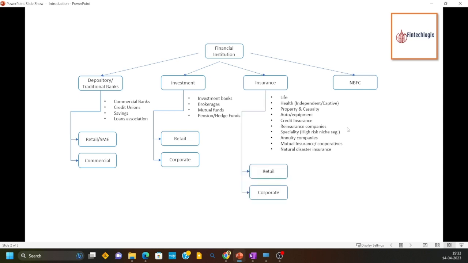So, whom do they serve? Again, similar to investment, you can get insurance for retail customers, or you can get it for companies or corporates or insurance companies, as we talked about. So these are retail and corporate level.